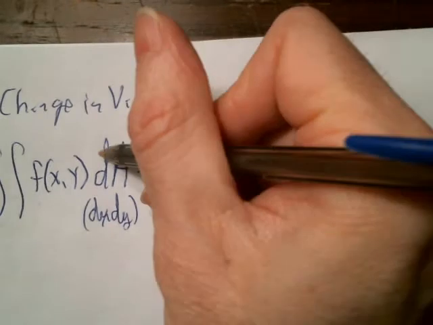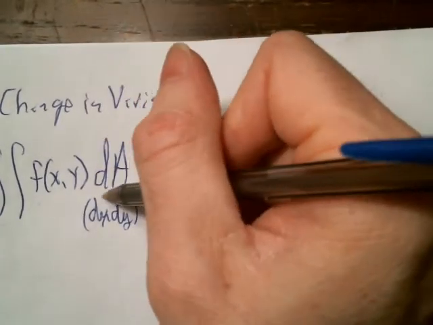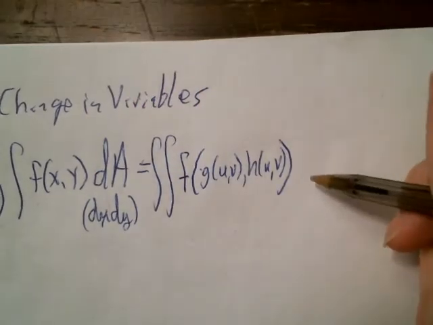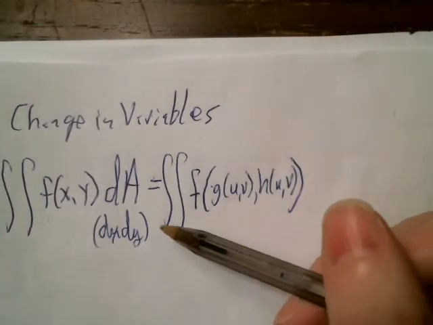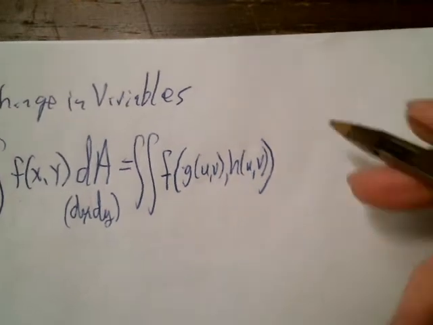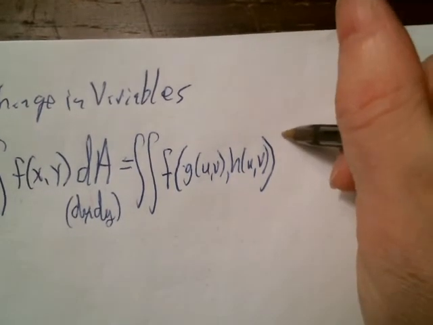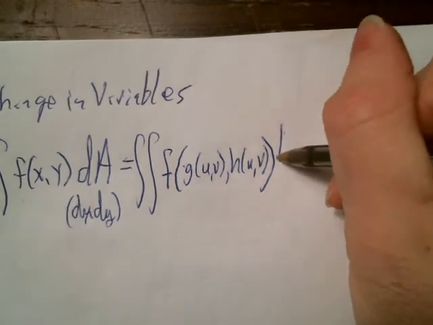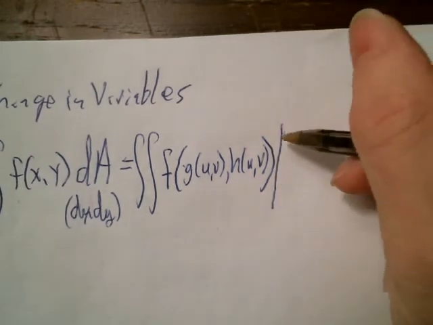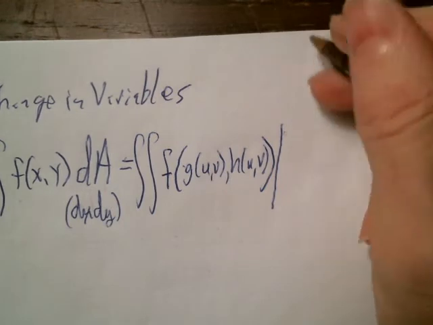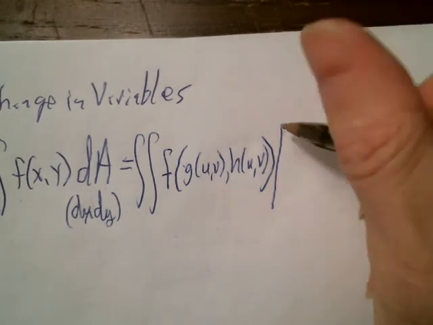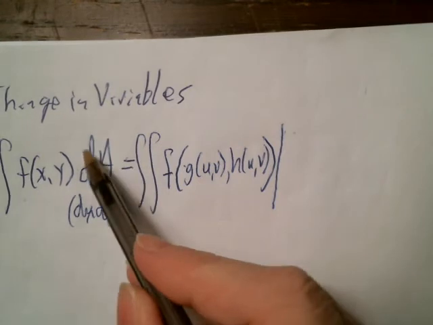And then we're going to have to change this dA element. Just like in the u sub, we changed dx to something like du over 2 square root u. We have to do the same thing here. And the way we're going to do it is with the Jacobian, which will basically just be a formula for finding the area of a parallelogram. Okay, because all of these things represent areas, right?